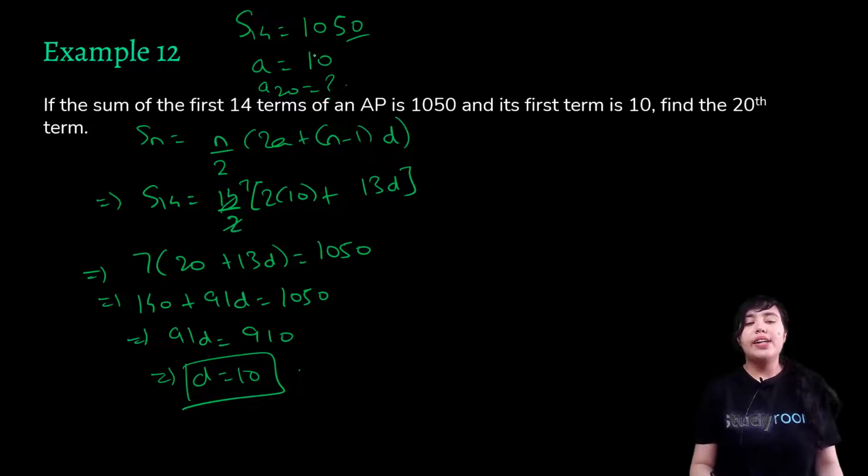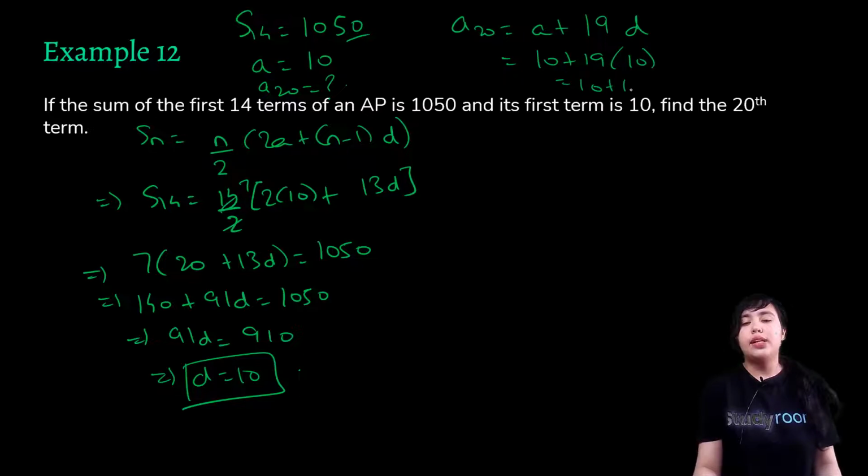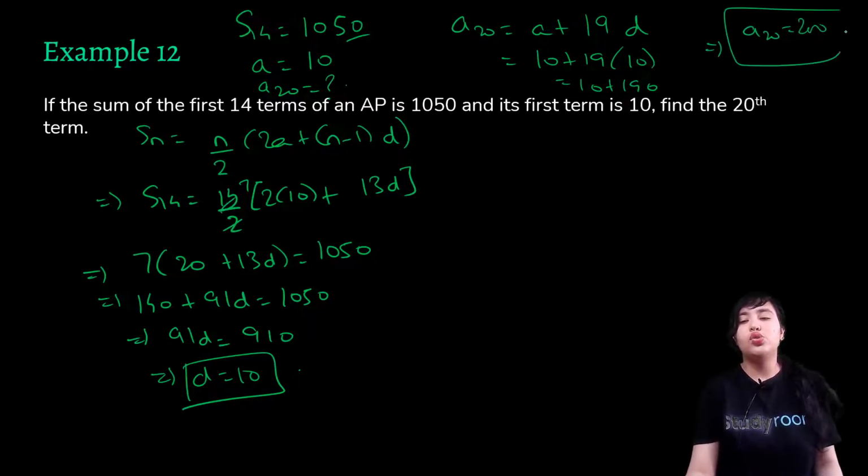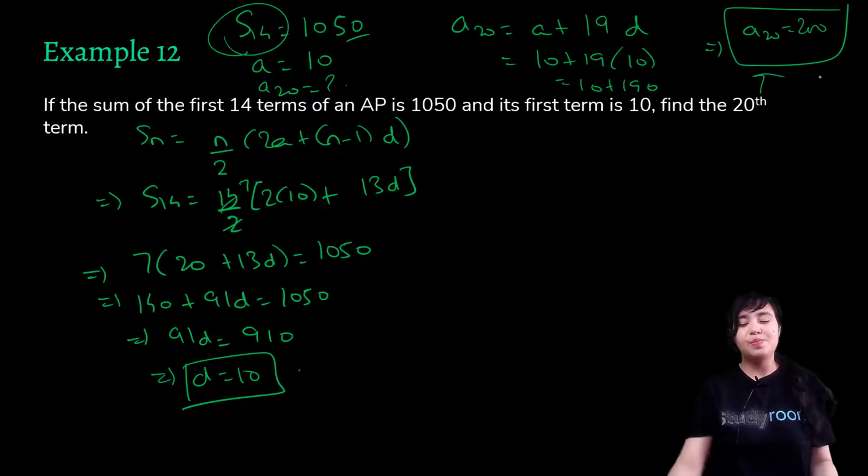Now if you have A and D with you, you can easily find out A20, which will be A plus something into D. That something will be 20 minus 1, so 19. A is 10 plus 19, D is 10. That's 10 plus 190, which means that the 20th term is 200. So how we made use of this to solve for the 20th term, this should be clear to you.